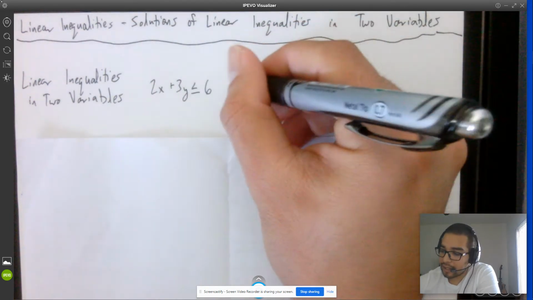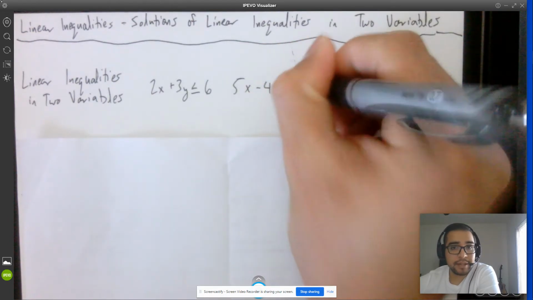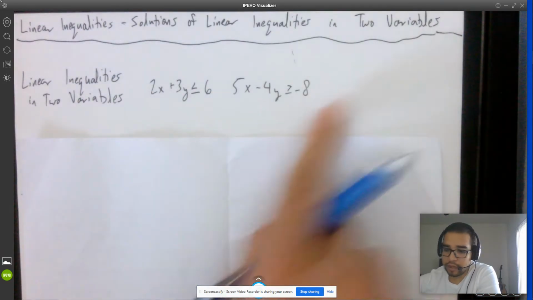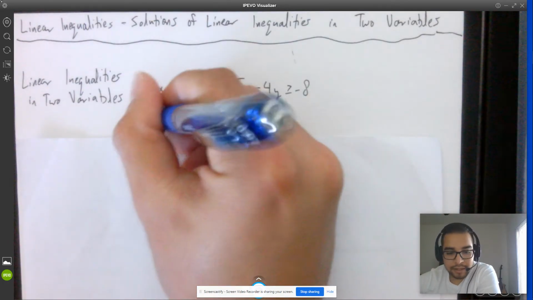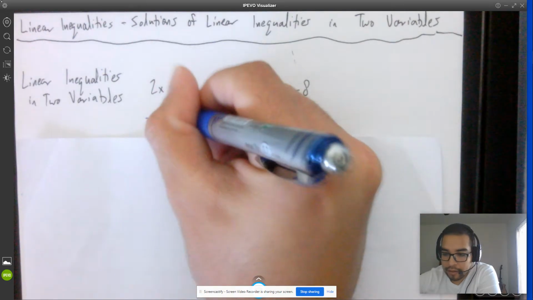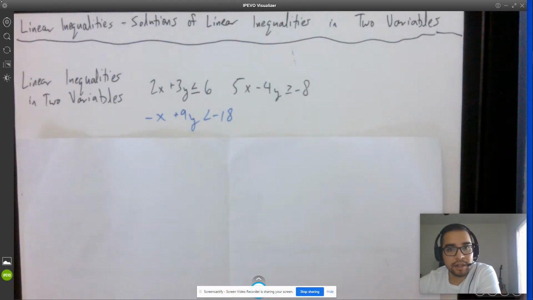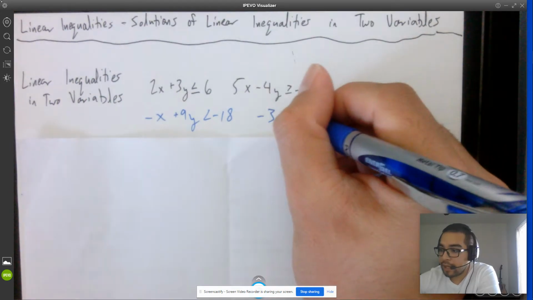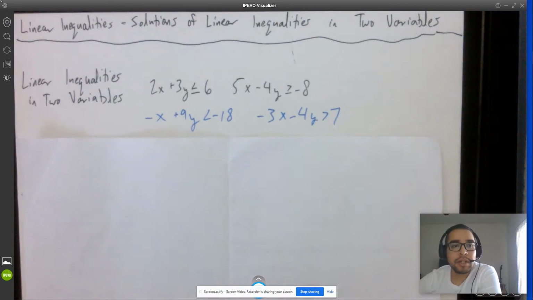Another example could look like this: 5x minus 4y is greater than or equal to -8. Let me go ahead and switch up the color so that we don't get confused. Another example of linear inequalities, we have negative x plus 9y is less than -18. So that's a linear inequality. And another example that we have is -3x minus 4y is greater than 7. So those are some examples of linear inequalities in two variables.